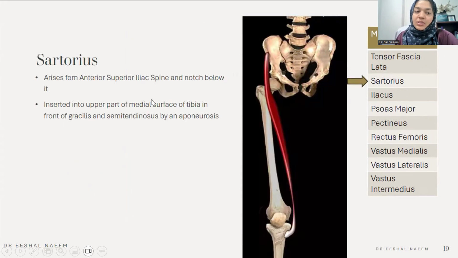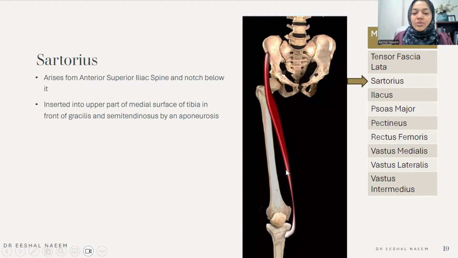Okay, now the sartorius. The sartorius is a very beautiful muscle because it goes all the way from the anterior superior spine and then crosses the thigh in the front and then inserts into the upper medial part of the tibia in front of the gracilis, sorry.